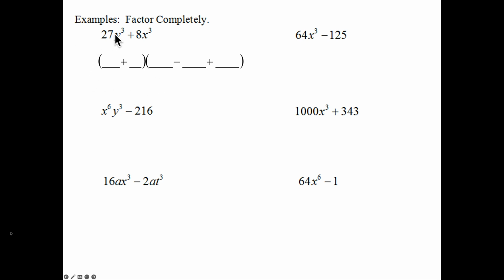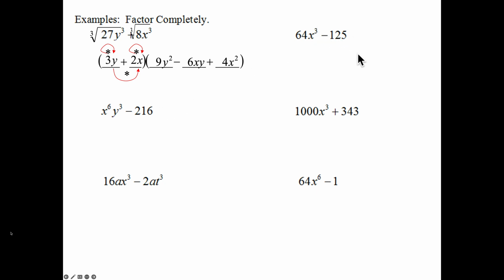All right, take the cube root of each term. Cube root of 27 is 3. Cube root of y cubed, 3y. Cube root of 8 is 2. Cube root of x cubed, 2x. Smile, almost done. 3y times itself: 3 times 3 is 9, y times y is 9y squared. 3y times 2x, that's going to be 6xy. 2x times itself, 4x squared.